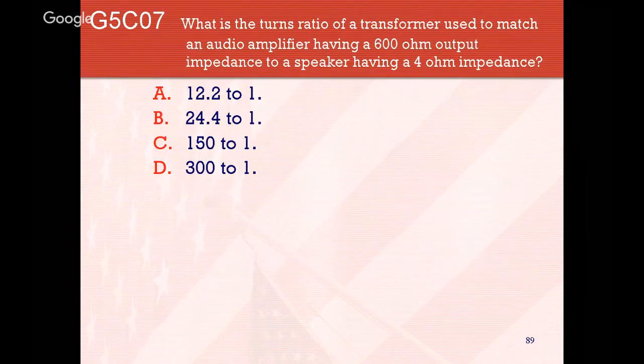What is the turns ratio of a transformer used to match an audio amplifier having a 600 ohm output impedance to a speaker having a 4 ohm impedance? So you need a certain turns ratio, and this is very simple to do. If you divide 4 into 600, you come up with a 12.2 to 1 turns ratio. So you have 600 ohms going in on one side, 4 ohms on the other side, with a 12.2 to 1 ratio transformer.